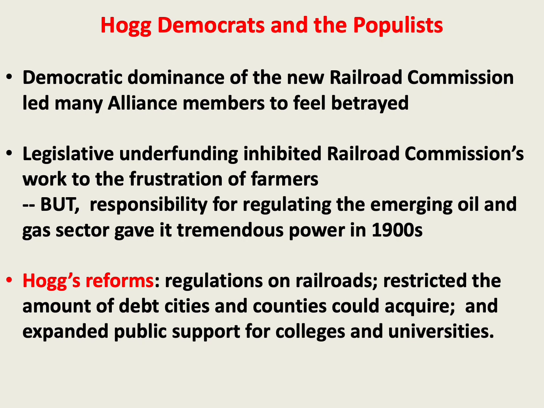But the Railroad Commission, as we'll see later in the course, became tremendously powerful in the state because it also could then regulate the oil and gas sector, which it does to this day. So what were Hogg's reforms? Well, he had some regulations on the railroads, not nearly enough for the farmers. He restricted the amount of debt that cities and counties in Texas could acquire. And he also greatly expanded public support for colleges and universities throughout the state.